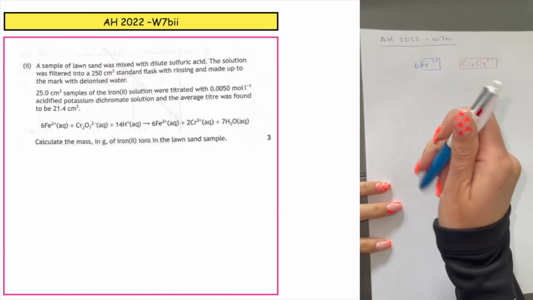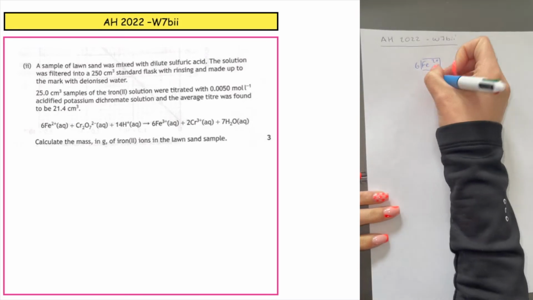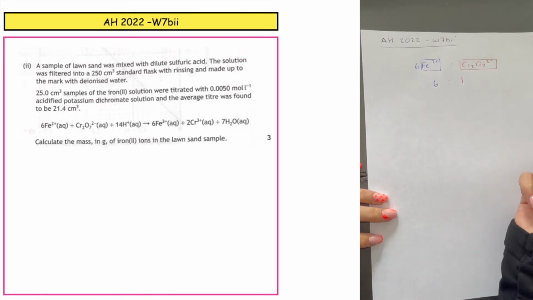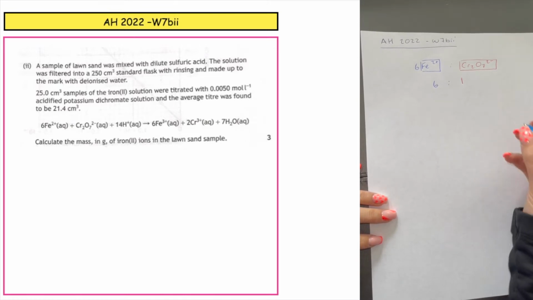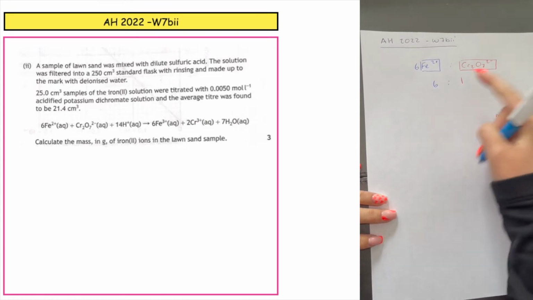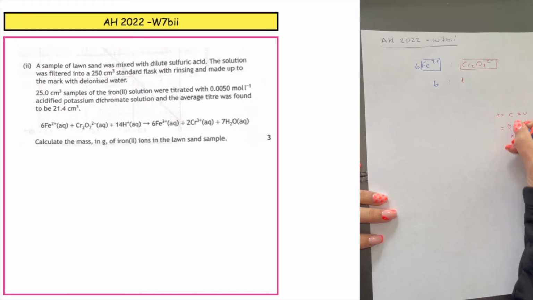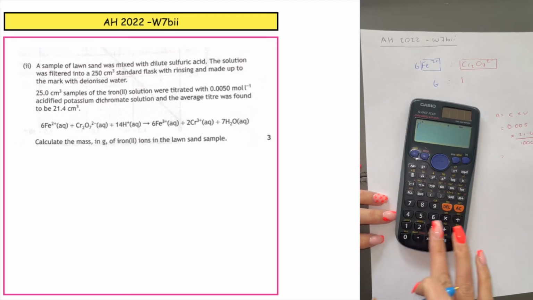So I take these entities down, and then I need a mole ratio. I've got 6 reacting with 1 of my dichromate. If I'm using the numbers backwards, I can see I'm given information about the potassium dichromate solution, and therefore I want to calculate the number of moles because this is my mole ratio. n is equal to c times v. The concentration is 0.005 times by the average titre, which was 21.4, divided by 1,000, and I put that into my calculator.